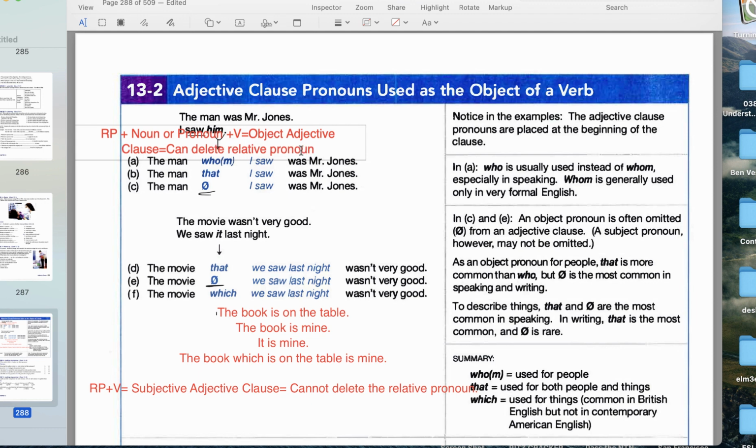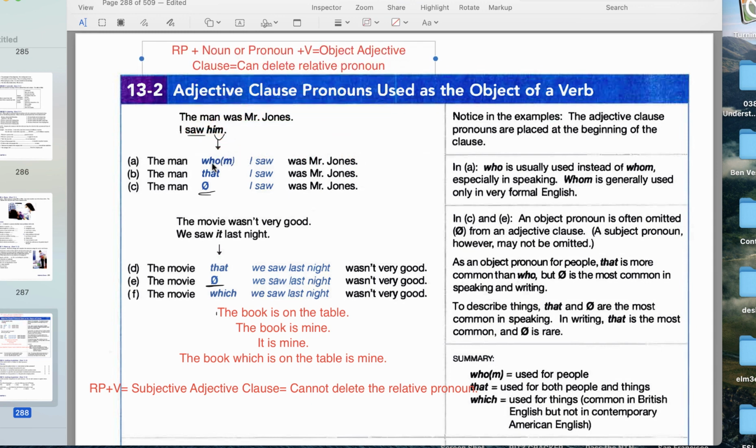Okay? So put this in your notes because it is one of the easiest things to really help you. Notice, do I have a subject adjective clause or an object? And therefore, in object relative clauses, we can get rid of the relative pronoun. And why can we do that? Why can we do that? We can do that because we still have a subject in the adjective clause. See that? The man was Mr. Jones. I saw Mr. Jones. See that? We still have a subject for the clause, and therefore we know of whom you're speaking.